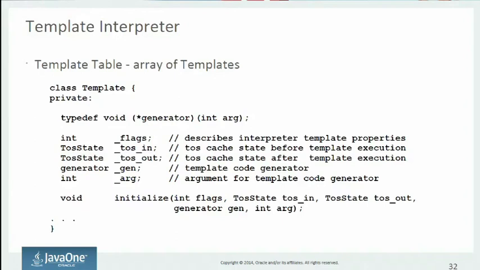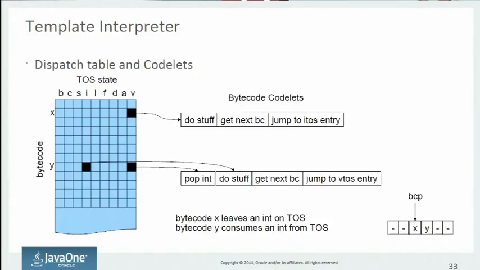So the way that's used is here. Over here on the lower right, we're executing a method. We're right in the middle of some bytecode. We run into these two bytecodes, X and Y. We know that bytecode X leaves an int on the top of the stack, and bytecode Y, immediately following it, happens to consume an int. Well, that's exactly the kind of situation that we go through all this bookkeeping for.